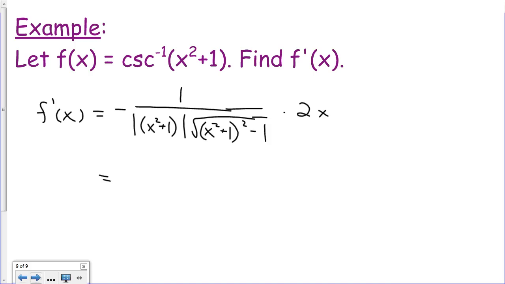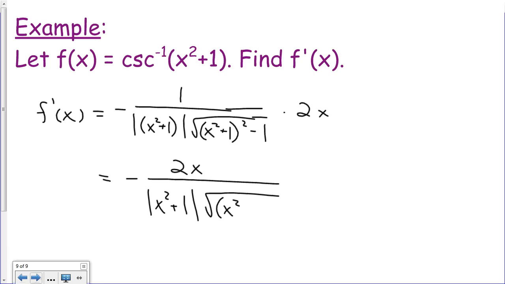So if you rewrite this, I guess you could put the negative in the numerator too if you wanted to, but I'm going to write it as a negative 2x over the absolute value of x squared plus 1 times the square root of x squared plus 1 squared minus 1. Now I'm just going to leave it just like that in that form there. There are some things you can get rid of. For example, in the denominator, x squared plus 1, that's a quantity that's always positive, so I could actually get rid of the absolute value there technically. But I'm going to leave it just like this in this form here. All right? And that right there is the end of this section for us.